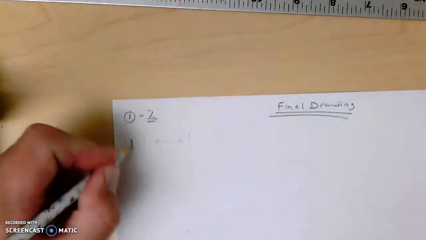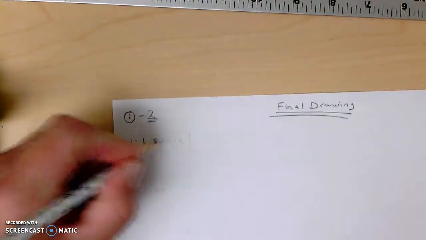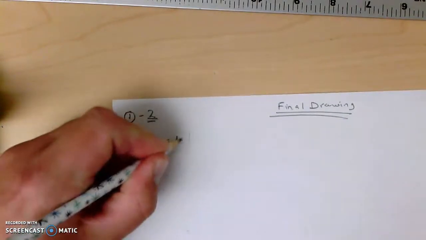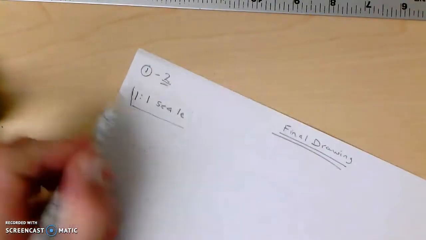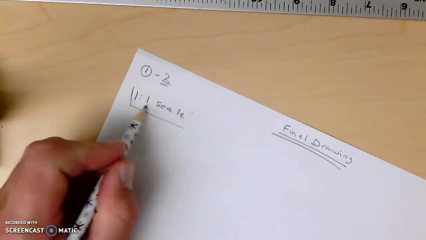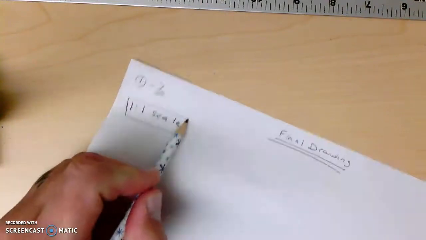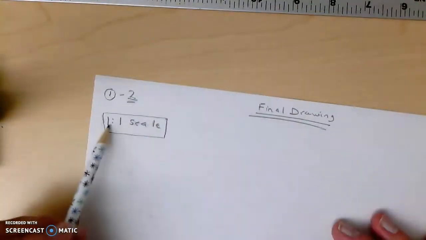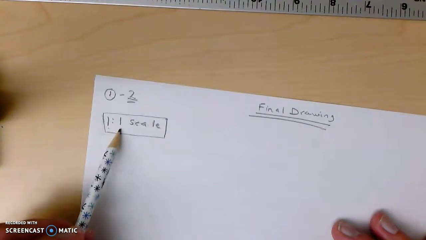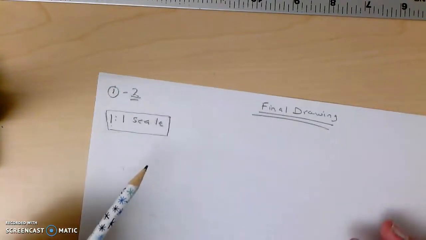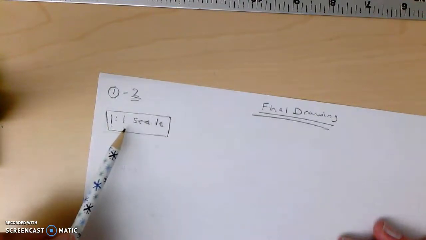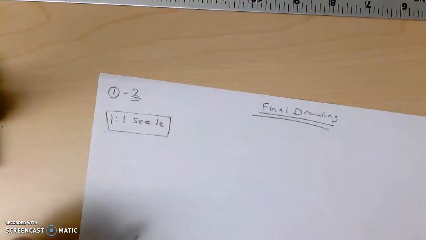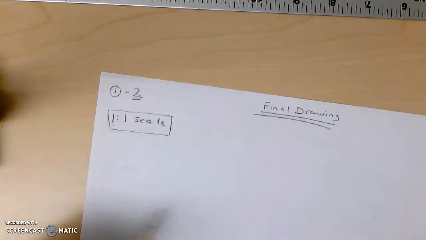Our final drawing is going to be done to a 1-to-1 scale. Okay? And what that means is that in the drawing, 1 unit of measurement is the same as 1 unit of measurement in the real world, in real life. So if we're measuring in inches, 1 inch on paper is going to be the same as 1 inch on the real car. A 1-to-2 scale would mean that 1 inch on paper would be the same as 2 inches in real life. That's the scale, but we're going to do a full scale, a 1-to-1 scale drawing.